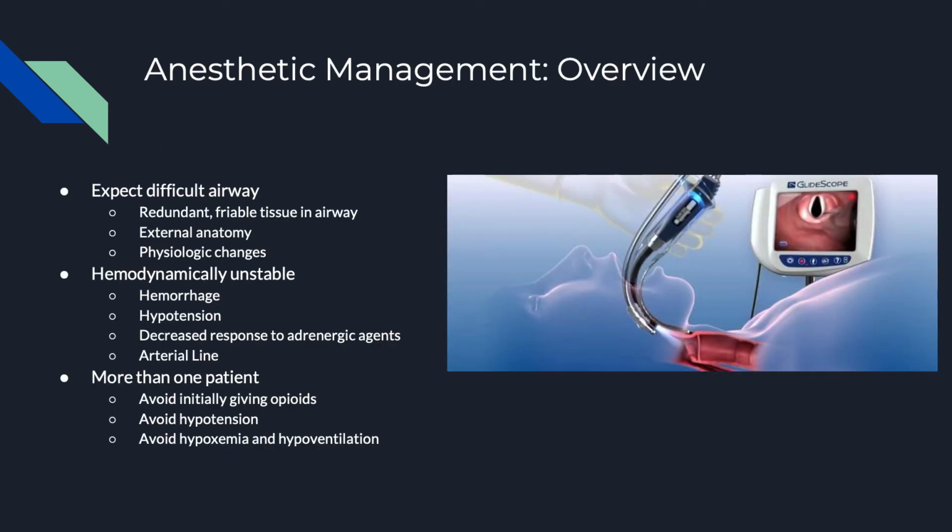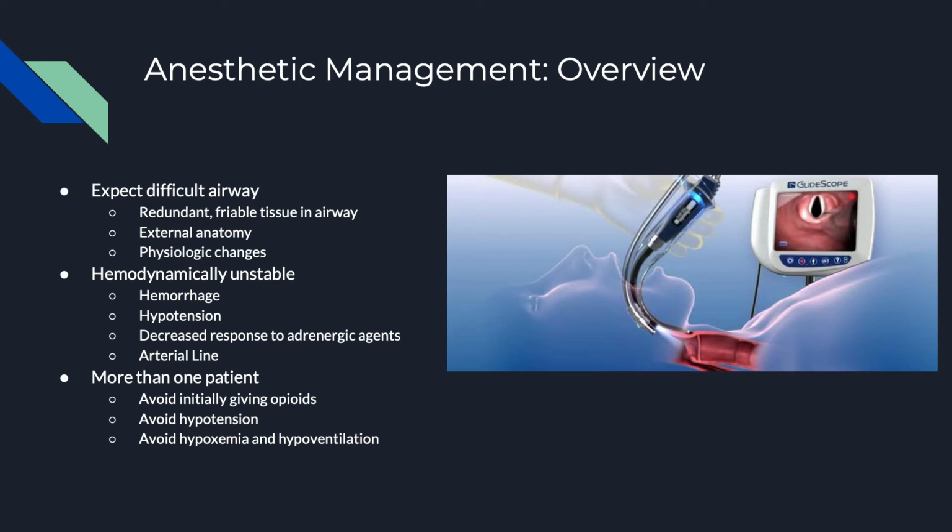From an anesthetic management point of view, there are several considerations you should keep in mind when caring for a parturient with a placental abruption. Since most abruptions occur in the last trimester of pregnancy, many of these patients are going to have physical and physiologic changes which could make them a difficult intubation. The redundant friable tissues and external anatomy, such as a large chest and abdomen, will make laryngoscopy difficult. A GlideScope or other video laryngoscope should be considered, along with ramping and putting the patient in proper sniffing position. Since these patients are also bleeding, hemodynamic instability is also a consideration.